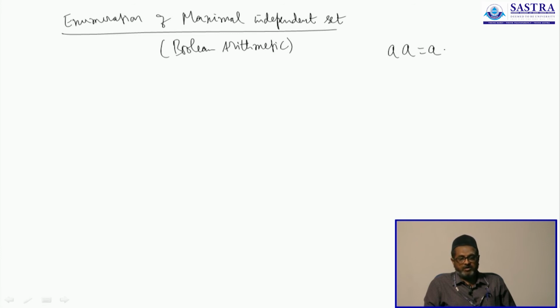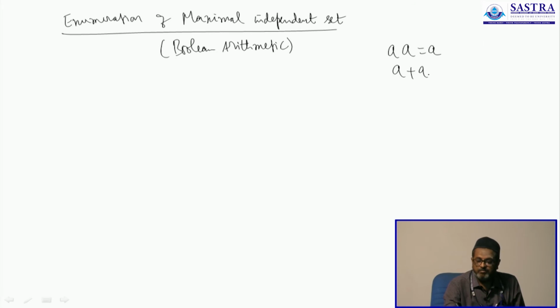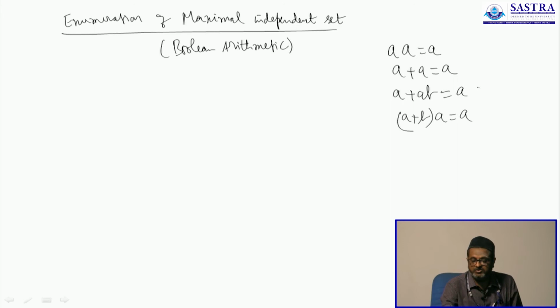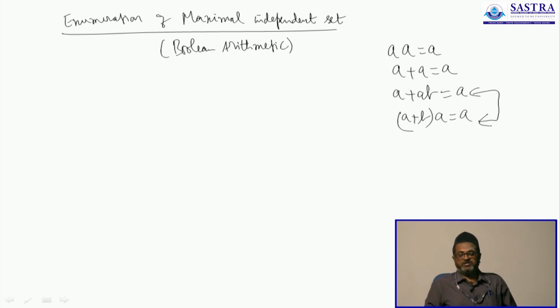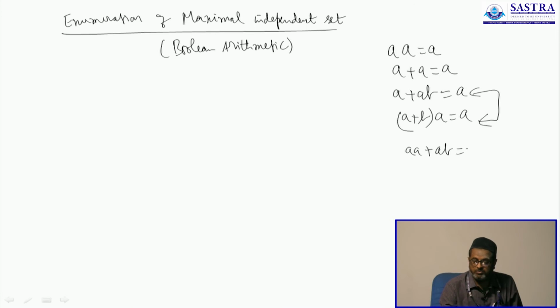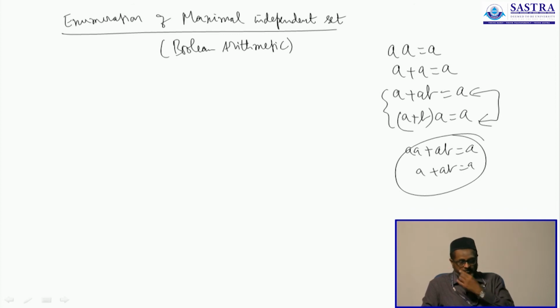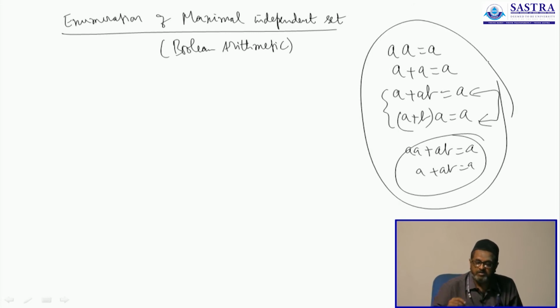A into A, or product of A and A, is A, and similarly the sum of the same element, A plus A, is A. Then you have another result, A plus AB is equal to A, and the same result, A plus B into A, is A. In fact, these two are the same; I have written this for our convenience. When I use this, I will have AA plus BA, which is AB by commutativity, which will be A. AA is A, plus AB is equal to A. So as I told you, these two are the same, but for my convenience I have taken these two. So we will be using these 4 important rules to simplify the Boolean expression.